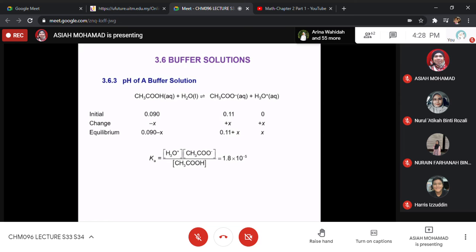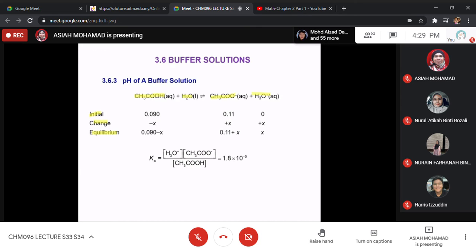Now I'm going to explain how to calculate the pH of a buffer system using the ICE table before I introduce the Henderson-Hasselbalch equation. Let us first start with the chemical equation. When you add the weak acid to liquid water, it produces acetate ion and hydronium ion. The hydronium ion is controlling the pH. So let us set up the ICE table with initial, change, and equilibrium on the left side.